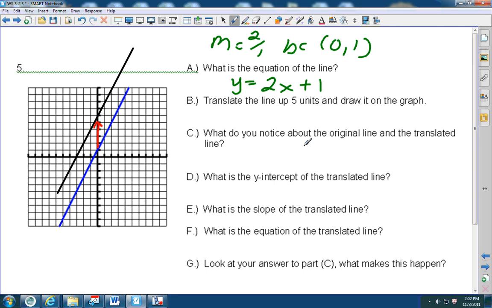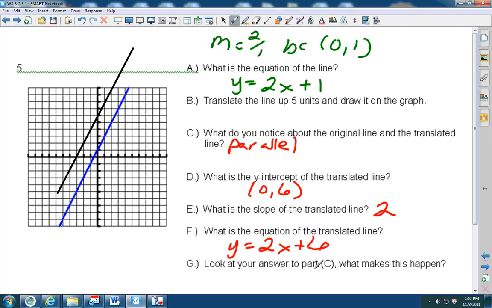Now, what do you notice about the original line and the translated line? Well, they're parallel. And the y-intercept is now... whoop, yeah, let's start at (0, 0). 1, 2, 3, 4, 5, 6. The new y-intercept is (0, 6). It might help if I erase that arrow on there. And the slope is the same, so it is 2. The equation of this new line is y equals 2x plus 6.